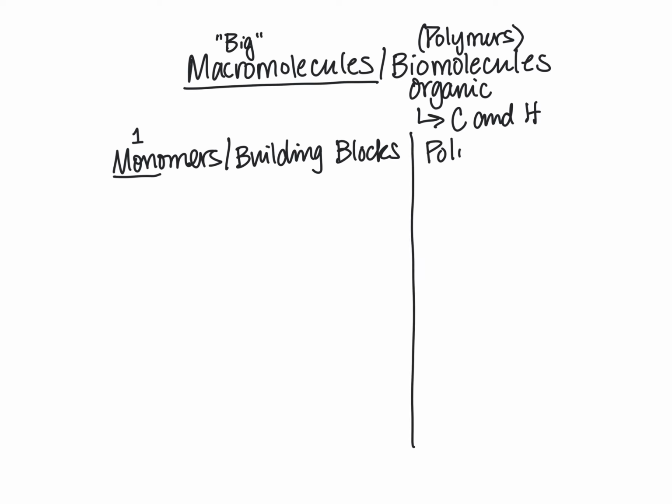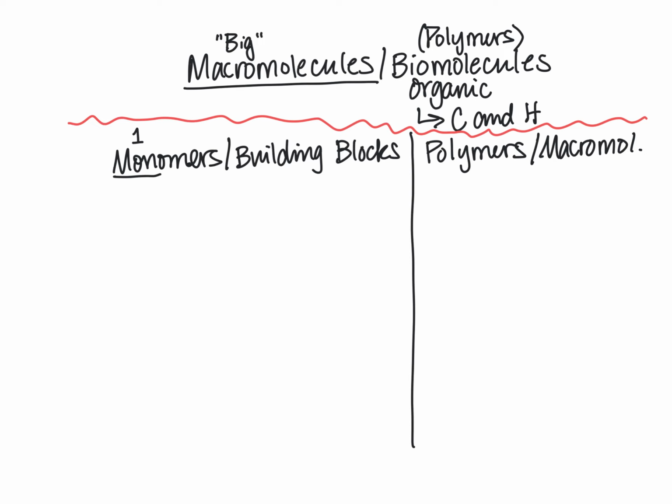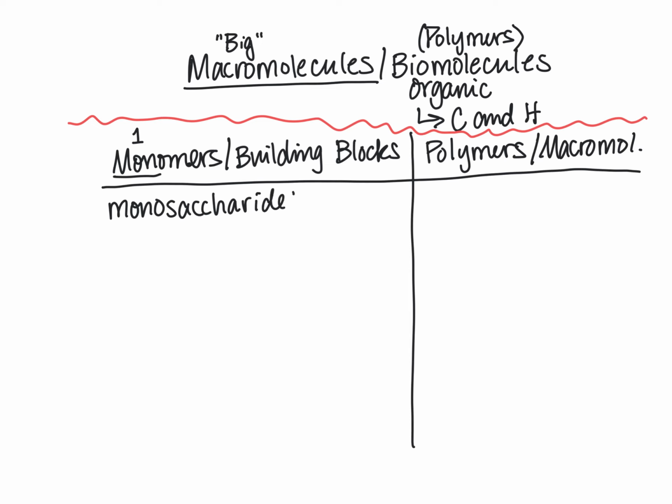And then we can take a look at the polymers, which are the macromolecules. And I'll separate this out here. There we go. All right, so the first one we will talk about are the monosaccharides. These are the simple sugars. Examples include glucose and fructose.